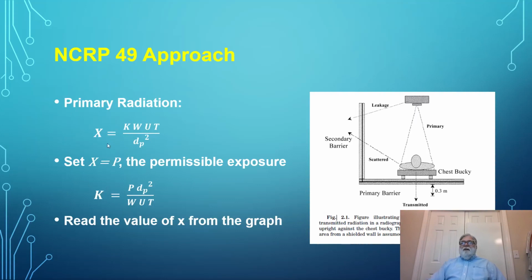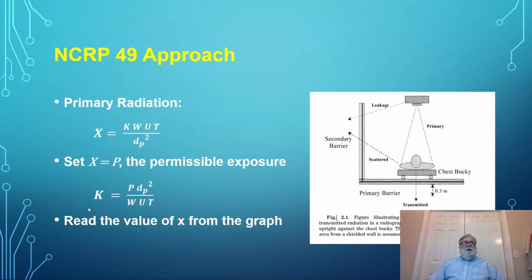So we can say, let's make the dose rate, the dose delivered per week, equal to some limit, and we're going to call it P. And we'll talk a little bit about what P should be. In the old days, it would be 500 millirem in a year or 10 millirem in a week, so in the old NCRP 49 days. So based on that, we can figure out what K is. K is equal to PD squared over WUT.